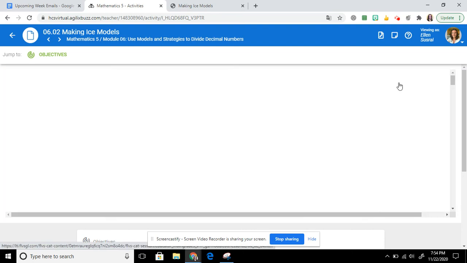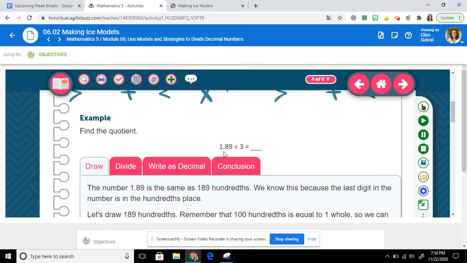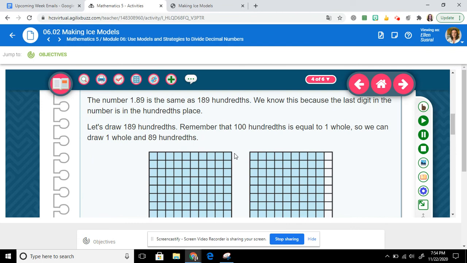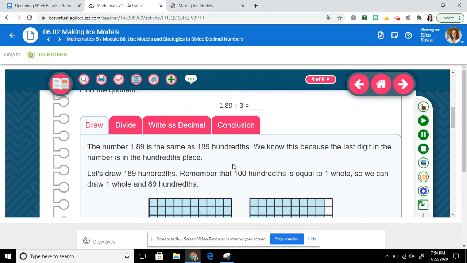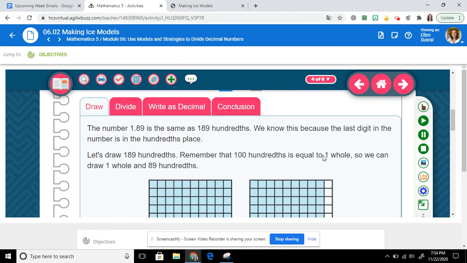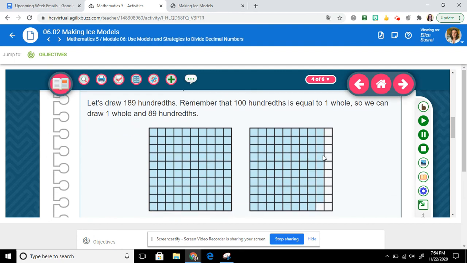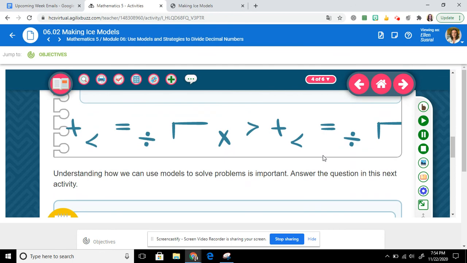And then if you go to page 4, there's an example that goes over using hundredths, an area model with hundredths. Okay, and that's because you've got your decimal, 1 89 hundredths. So you're going to have to use the area model that's divided up into hundredths. So on page 4, you can get an example of how to do number 4 on your worksheet, okay?